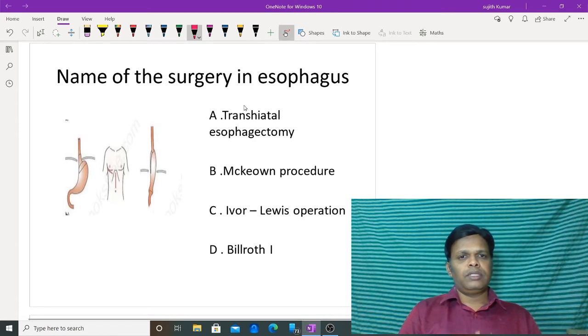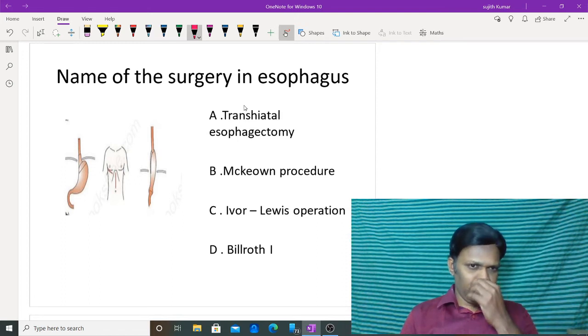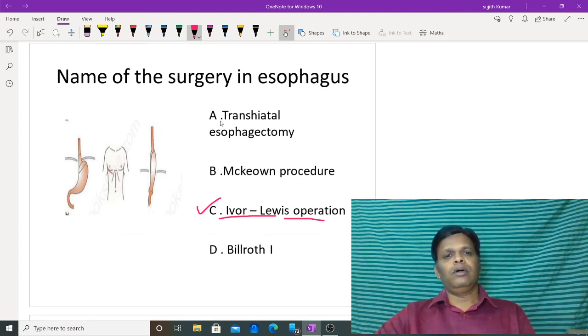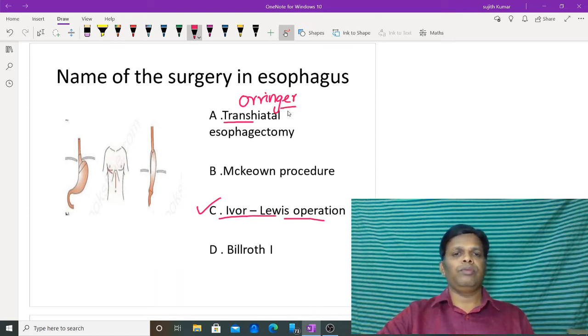What is the name of the surgery in the esophagus? The picture is given here. What is the name of the surgery? The answer for this question is C, Ivor-Lewis operation. We will discuss one by one. Option A, transhiatal esophagectomy, is otherwise called Orringer, who found it out. Orringer transhiatal esophagectomy consists of two parts of surgery.